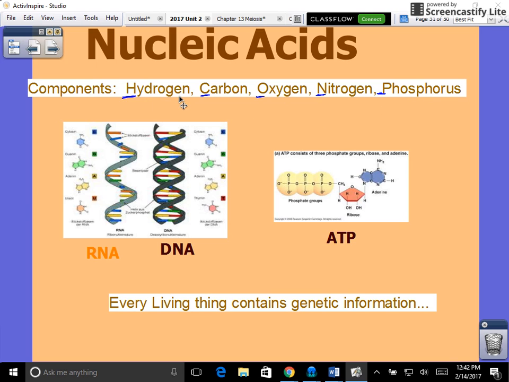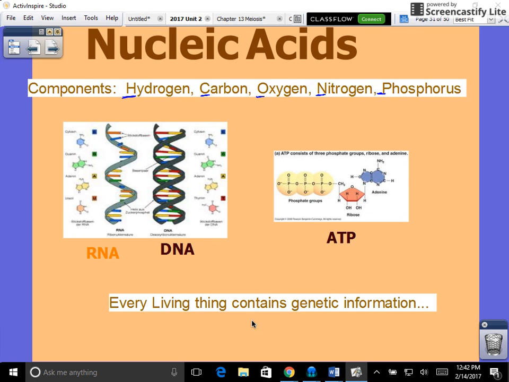So lipids and carbohydrates had hydrogen, carbon, and oxygen. Proteins had nitrogen added to those three. And now nucleic acids also have phosphorus. There's 3 types of nucleic acids: RNA, DNA, and ATP.